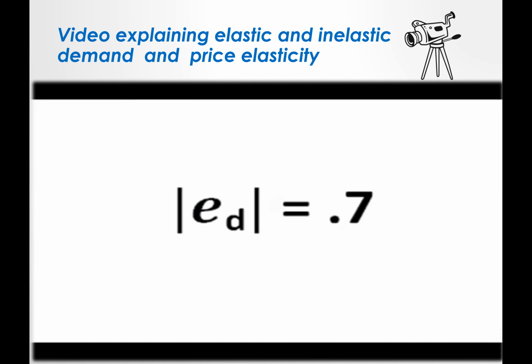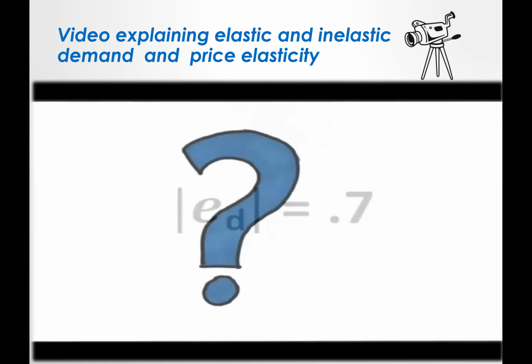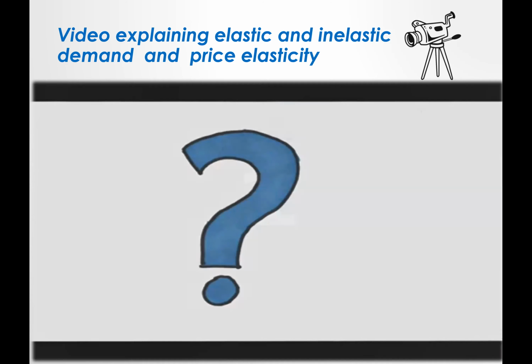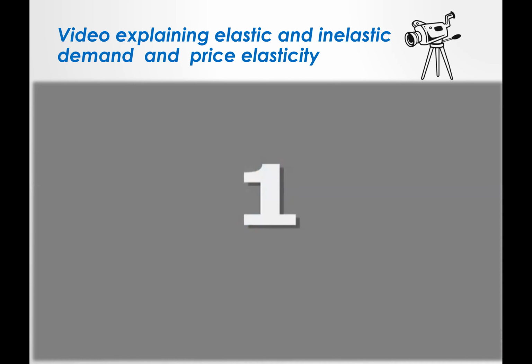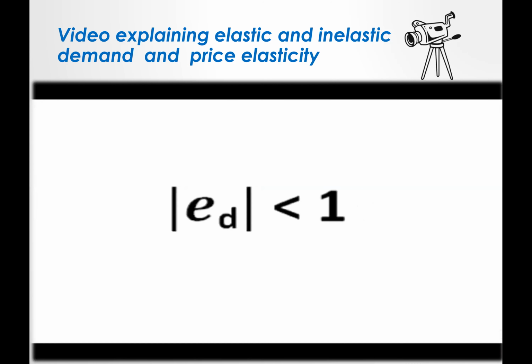In this example, the absolute value of the elasticity of demand is 0.7. Again, what does this number really mean, and what does it tell us? Ultimately, the key value where elasticity is concerned is 1. In the case of youth demand for cigarettes, the size of the elasticity figure is less than 1.